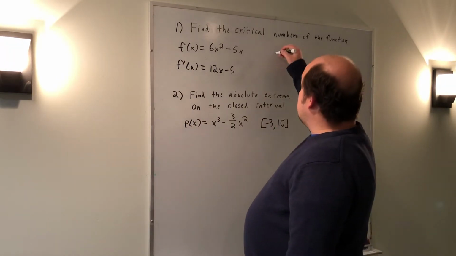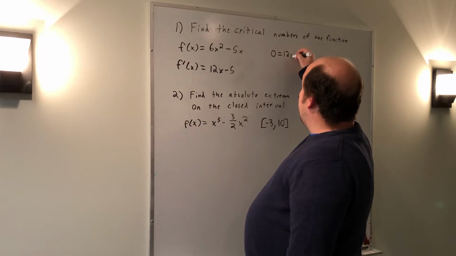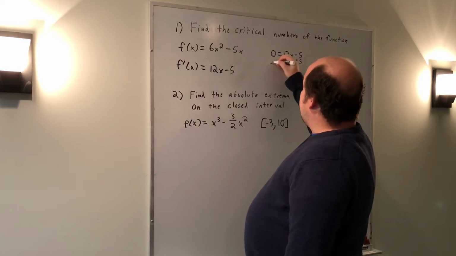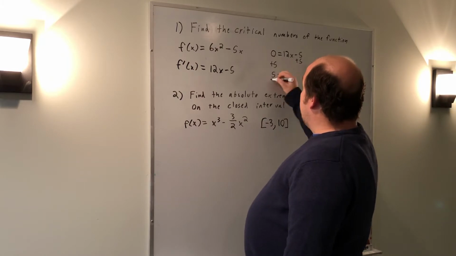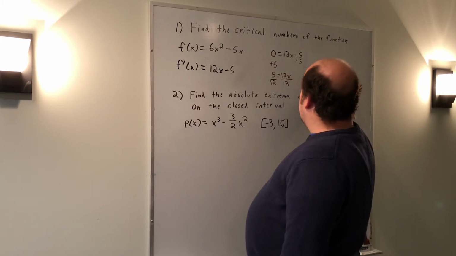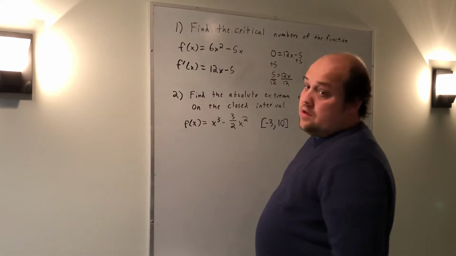So what I'm going to do is solve the equation 0 equals 12x minus 5. Add 5 to both sides, and I get 5 equals 12x. Divide by 12, and I get x equals 5 twelfths.